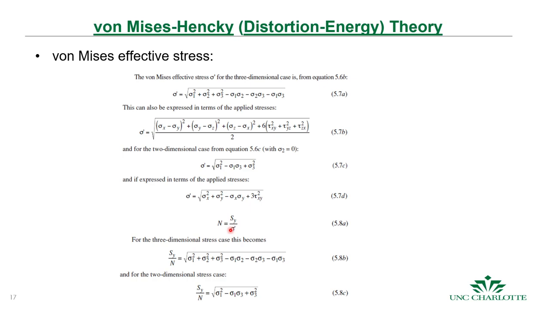So we can just express the yield strength over the safety factor in terms of these principal stresses. That's our relationship. So if we have our yield strength and our von Mises effective stress, we can get our safety factor. Or if we're given the yield strength and safety factor, then we can take a look at the maximum allowable stresses for that design, and we can go either way with that.